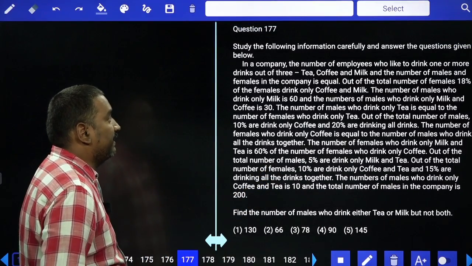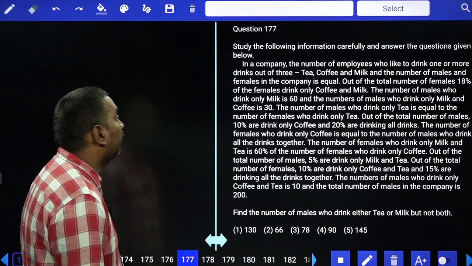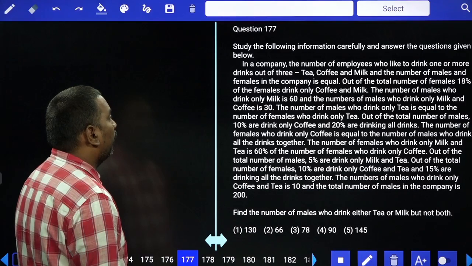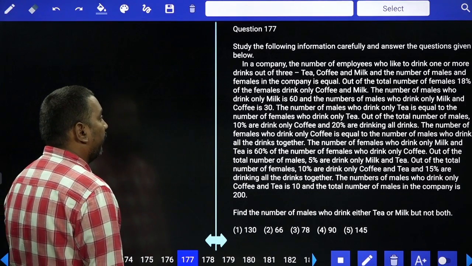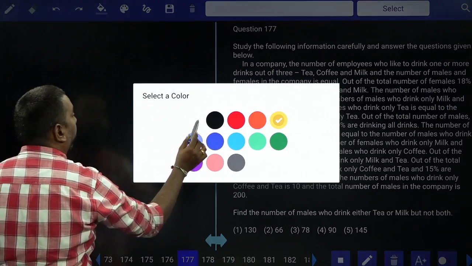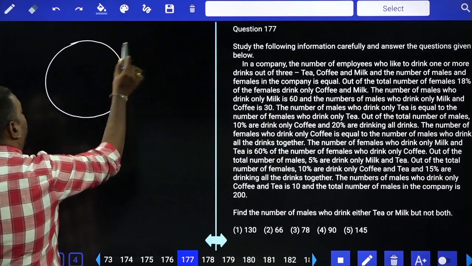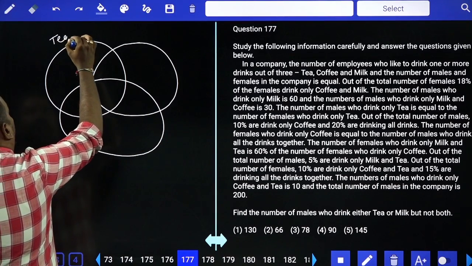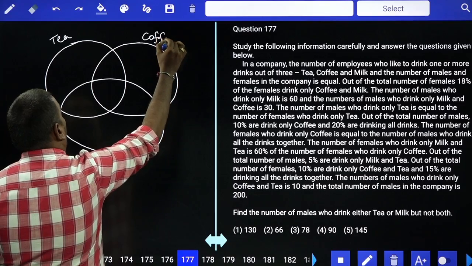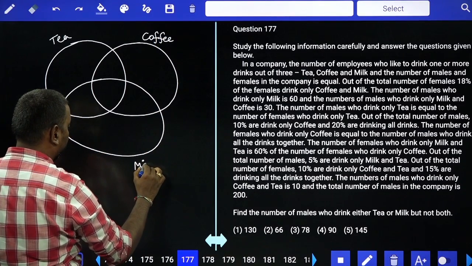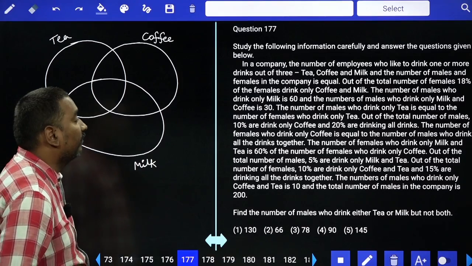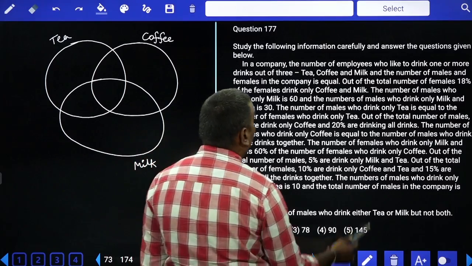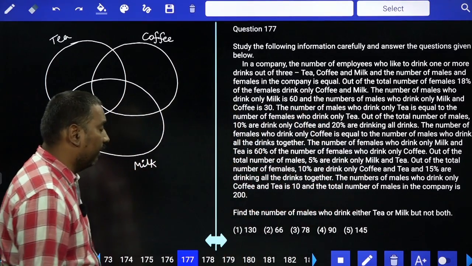Study the following information carefully and answer the questions given below. In a company, the number of employees who like to drink one or more drinks out of three: tea, coffee and milk. And the number of males and females in the company is equal.